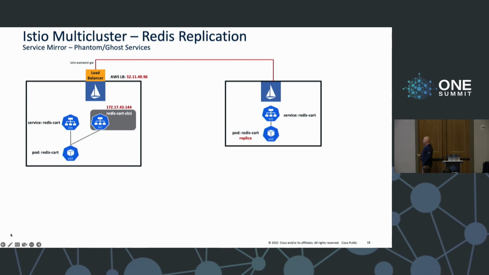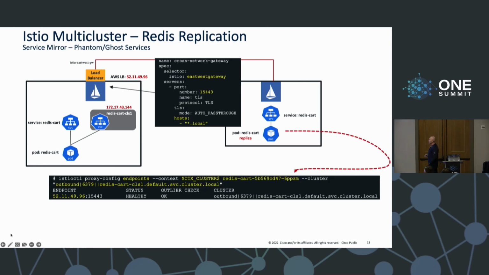In this particular case, Redis-cart-CLS1, you name it whatever you want to name it. But if it's got the exact same service definition, what happens then is that we've created a local service mirror that Istio is going to automatically replicate to all other clusters. And it does that via the configuration of the East-West Gateway.